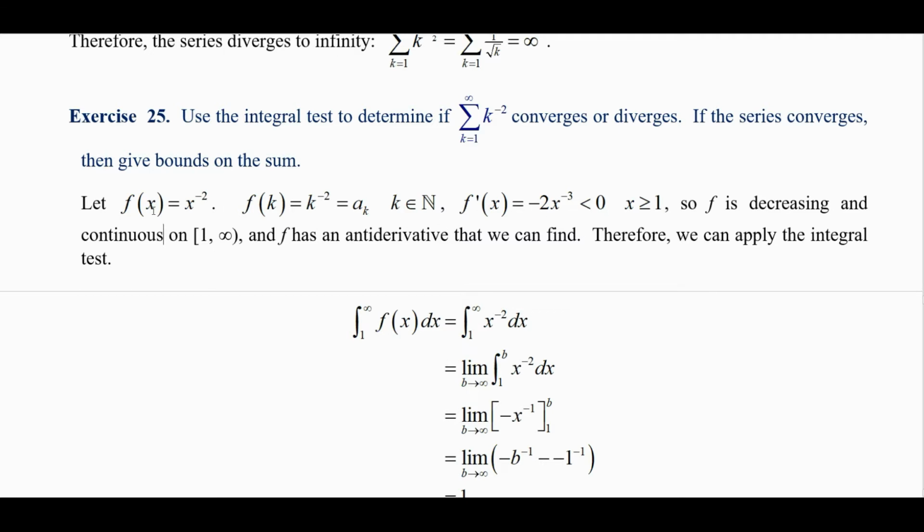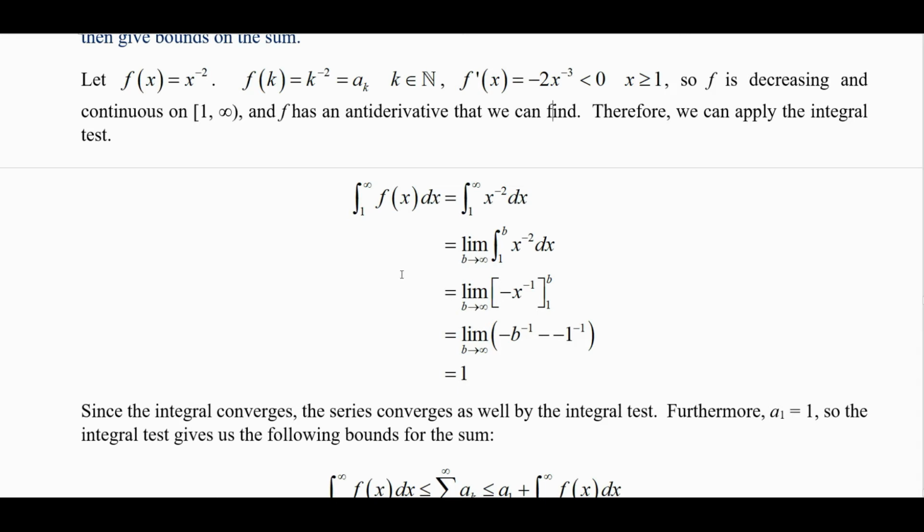Well, one way we show it's decreasing is to look at the derivative. The derivative is negative 2x to the negative 3. First of all, it exists, so the function is continuous. Secondly, when you take a positive number x, certainly numbers bigger than 1, but really any positive number, and raise it to the negative 3 power, you get a positive number. But then times negative 2 is negative. So the derivative is negative from 1 on out, actually for all positive x's. And so the function f is a decreasing function. And it has an antiderivative we can find, so we can apply the integral test.